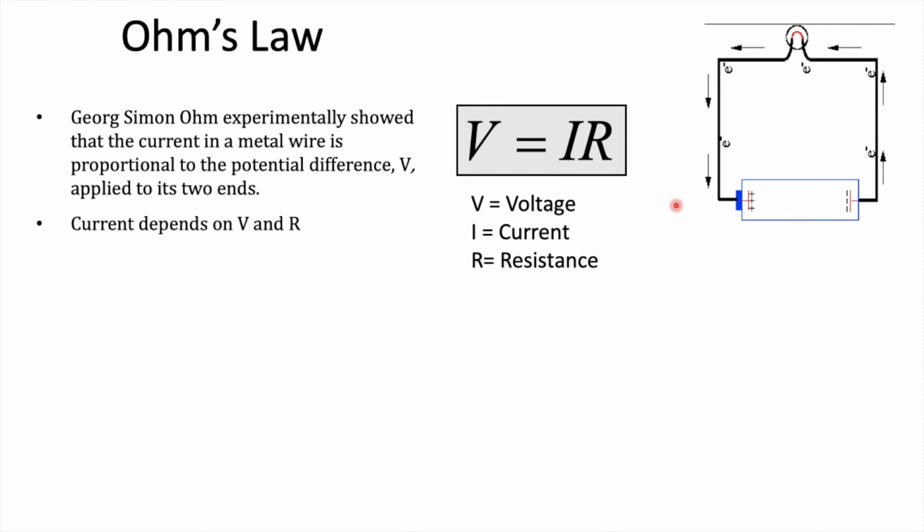Then George Simon Ohm experimentally verified that current in the wire is proportional to the voltage, and that proportionality constant is replaced by R, the resistance of the wire, meaning how much current can flow through the wire depends on the voltage and the resistance. You put these together into a very popular formula, V equals IR. This is Ohm's law. And again, current depends on the voltage and resistance.